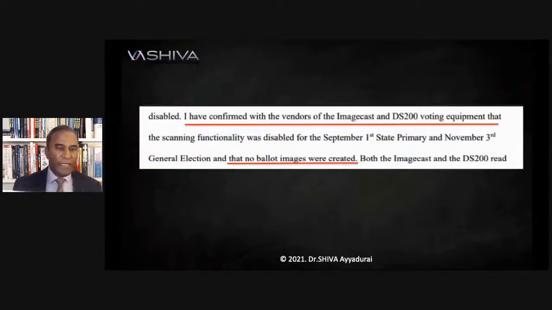Now, in my second lawsuit, by the way, it's called a one person, one vote lawsuit. And those of you who want to support it, go to vashiva.com/one-person-one-vote. Okay, you can find it. But in that lawsuit, I've asked to decertify the entire election. I gave all of this mathematical analysis. All of this has been submitted to the courts. This was about a month ago.